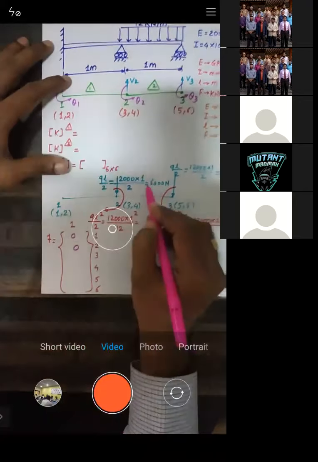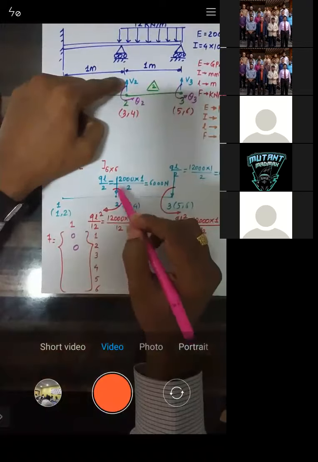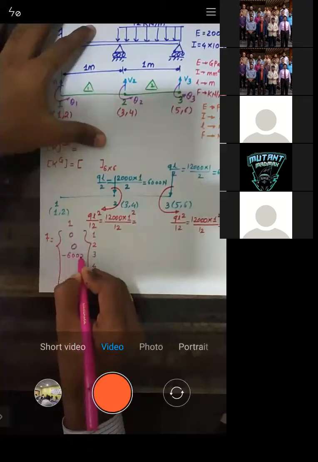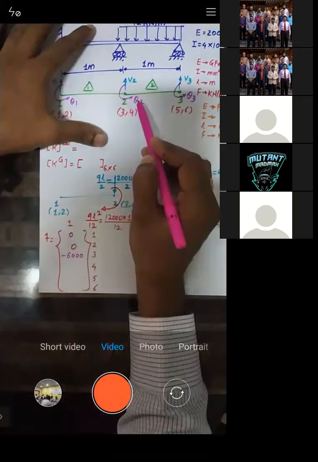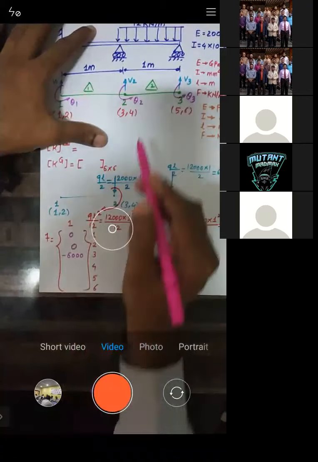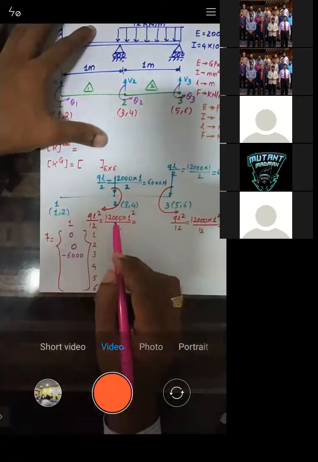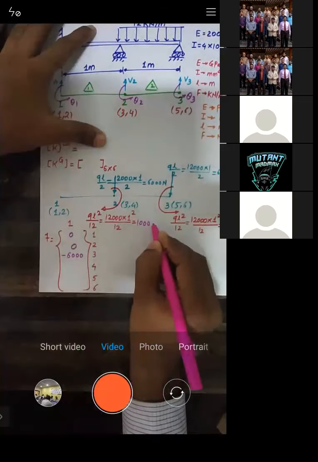Now when you go to node 2, you can see this 6,000. This 6,000 is acting downward, but in this direction it is going upward. This is downward, this is upward, so I need to take it as minus 6,000. Now come back to here. This is anti-clockwise, this is clockwise. What value are you getting? You get this as 1,000, right? Yes or no?